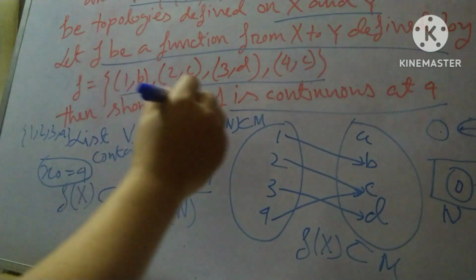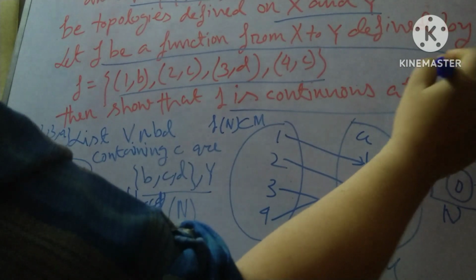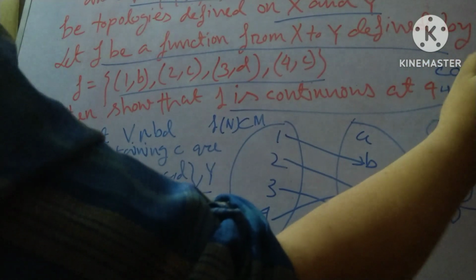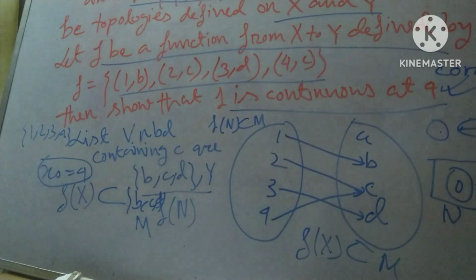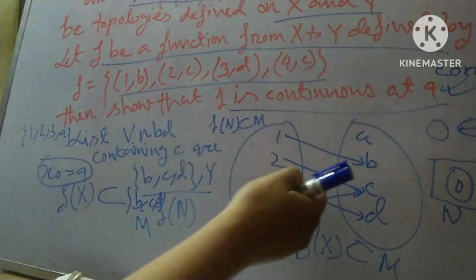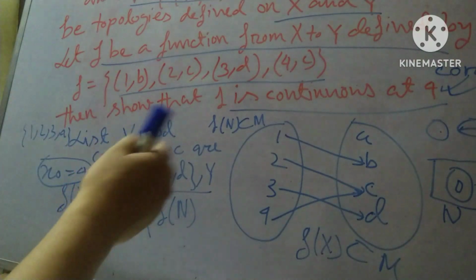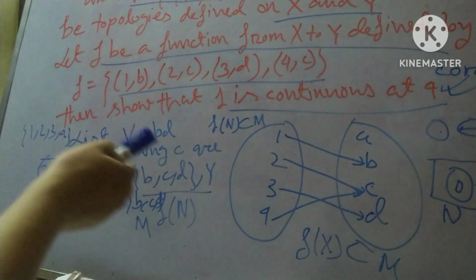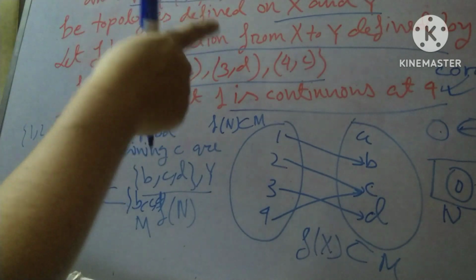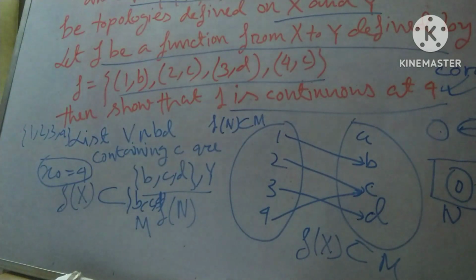So f is continuous at 4, this is correct. How? Because friends, {1, 2, 3, 4} is the neighborhood of 4, that is called N, and we see that its image has the same value, that is {b, c, d}. So f(X) is contained in {b, c, d}, so f is continuous at 4. I think I have made it clear, there is no doubt.